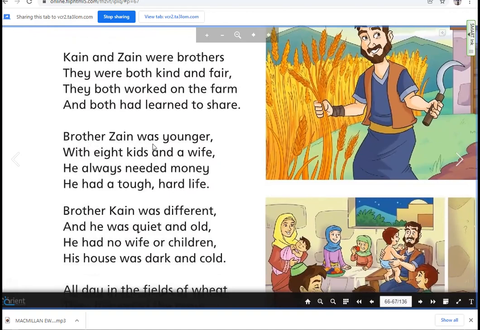They both worked on the farm, and they both had to learn to share.